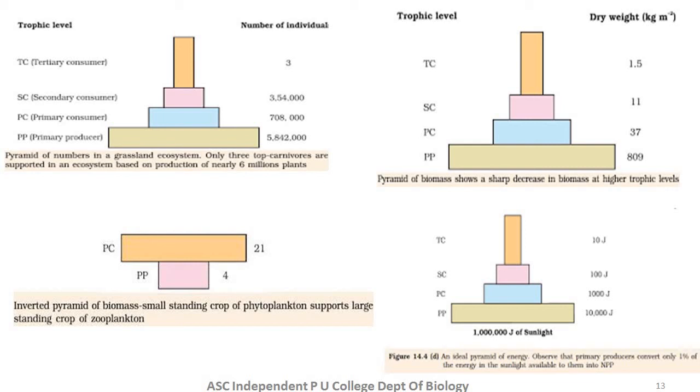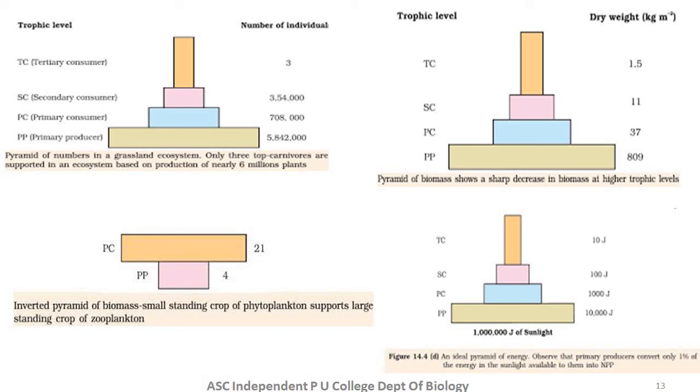Yes, in this you can see the number of individuals under primary producers are somewhere around 58,42,000. And as we move ahead over the higher trophic levels, we see there is a gradual decrease in the number of individuals. Very less number of individuals you find in the tertiary consumer. So this is an example for an upright pyramid of number.